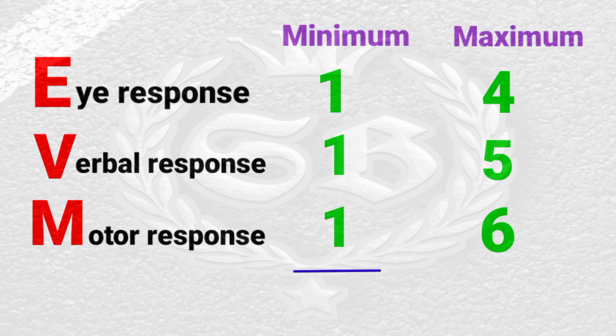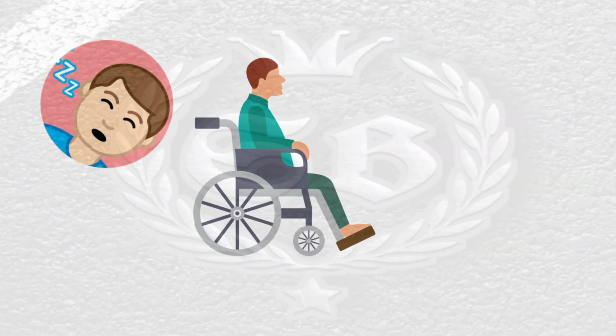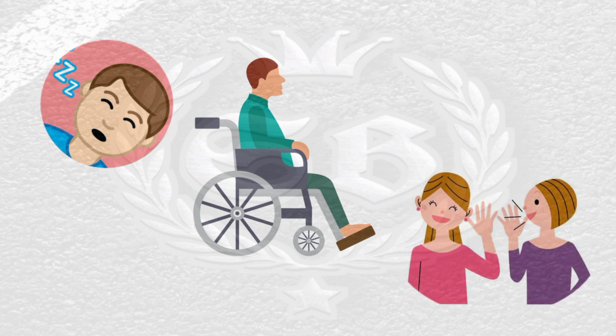So the lowest possible GCS score is 3 for a deep coma patient and the highest or maximum GCS score is 15 for a fully awake person. Before performing this test for GCS assessment, you should do a preliminary check that no factor is there which can interfere with our assessment, like sedation, paralysis, any hearing impairment and any other factor.